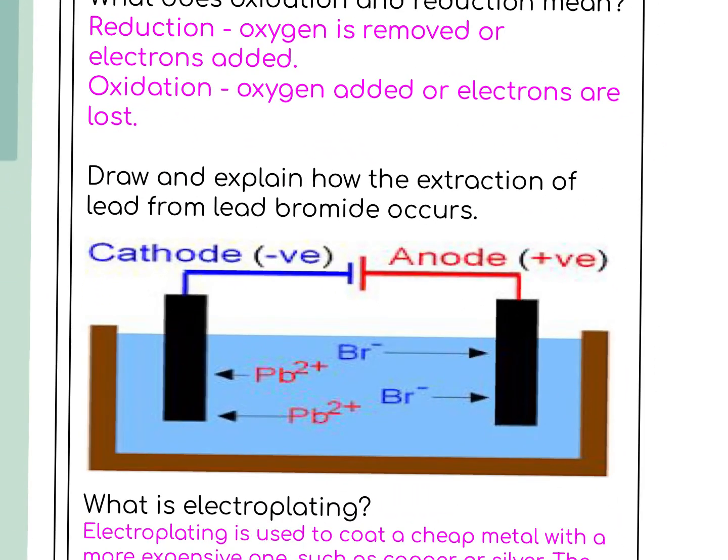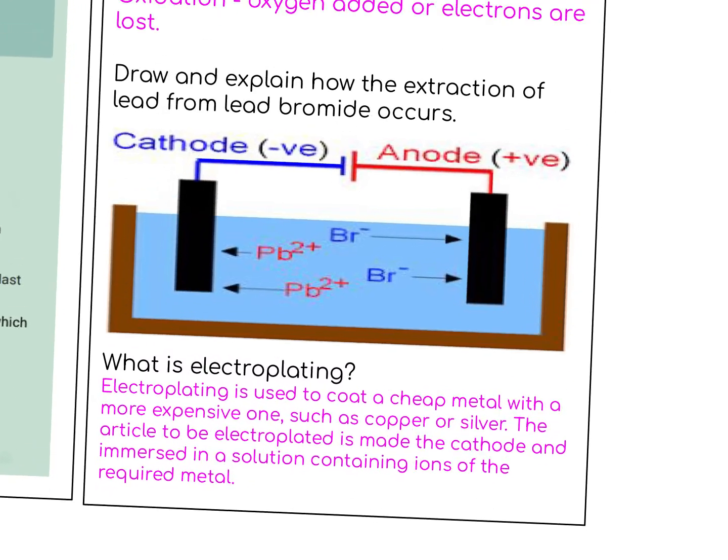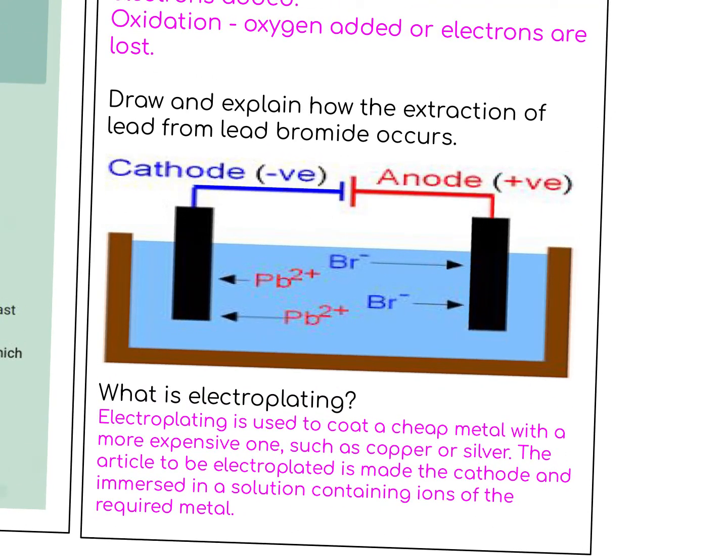Draw and explain how the extraction of lead from lead bromide works. Big thing for me, okay, is to remember PANIC: positive anode, negative is cathode. So anode then is positive, it attracts something that's negative. Cathode then is negative, it attracts something that is positive.